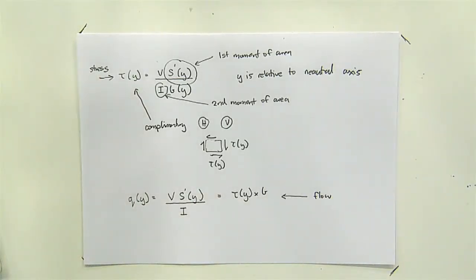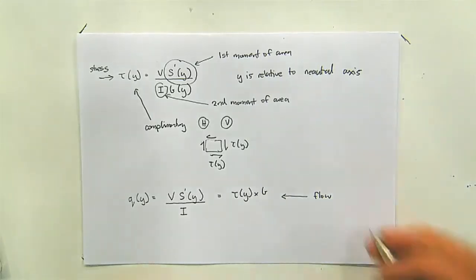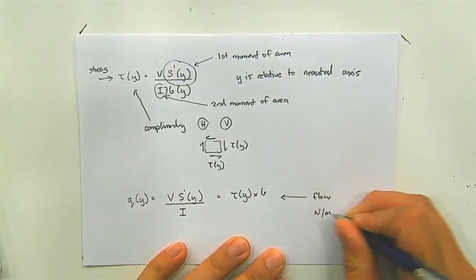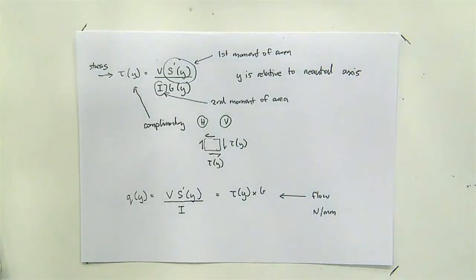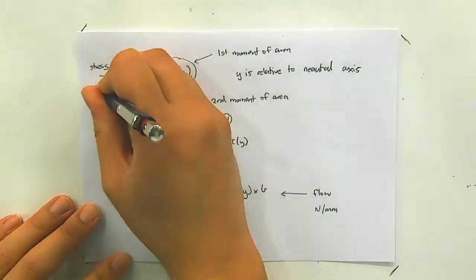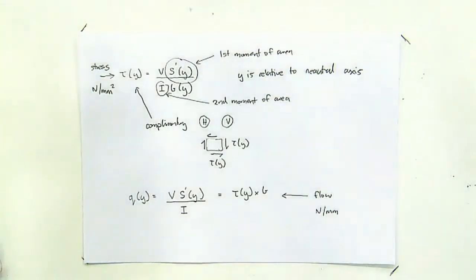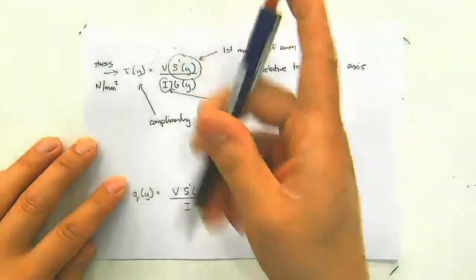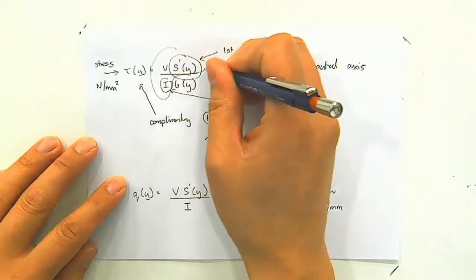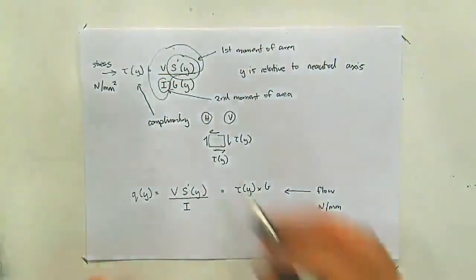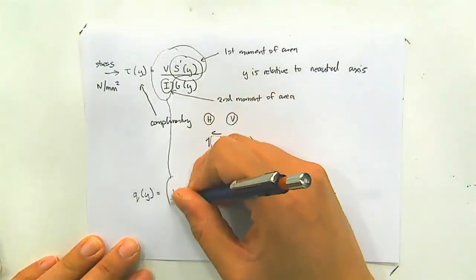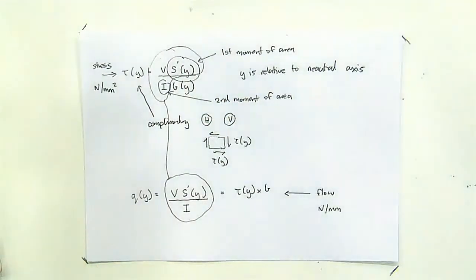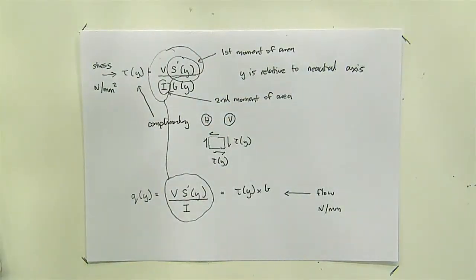Yeah? Newtons, I was getting onto that, so you've read my mind: flow is newtons per millimeter, and the stress is newtons per millimeter squared. So everything you need to calculate the stress is everything that you need for the flow. If you had the flow, it's very easy to turn it into a stress, and if you had a stress, it's very easy to turn it into a flow.